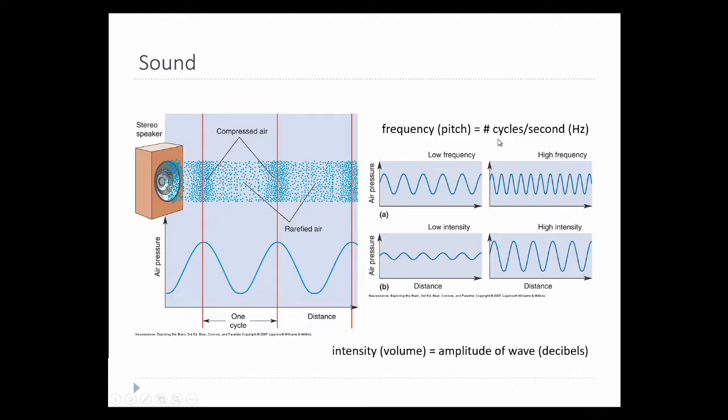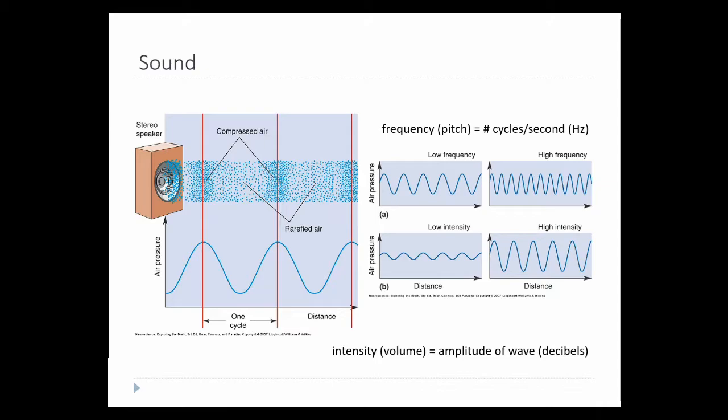And frequency has units of cycles per second. It's just the number of these little wave cycles that pass any given point in a given amount of time. So 1 cycle per second is 1 hertz. So that's how sound frequency is usually detected.